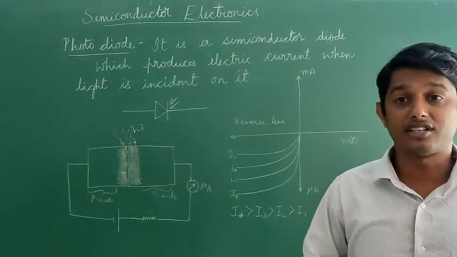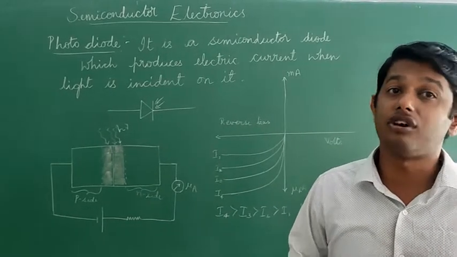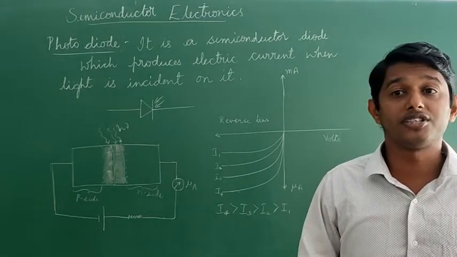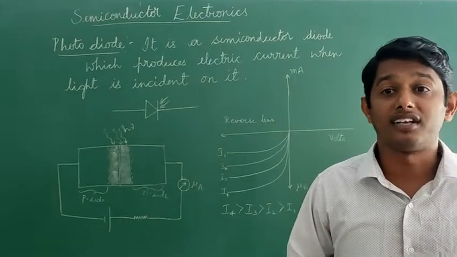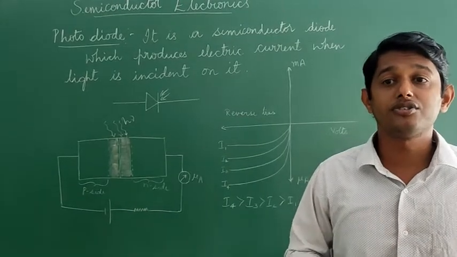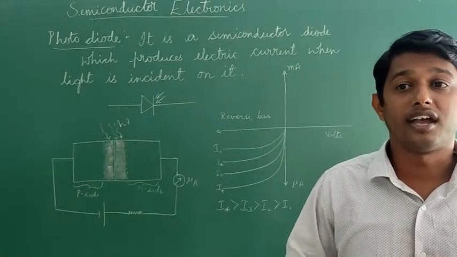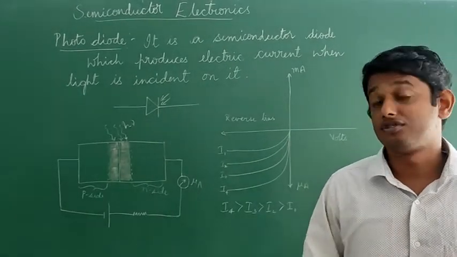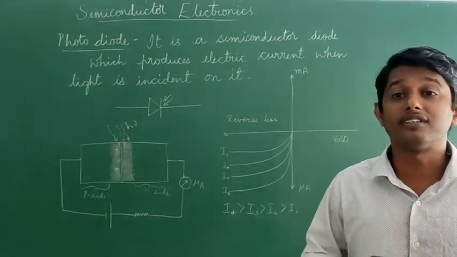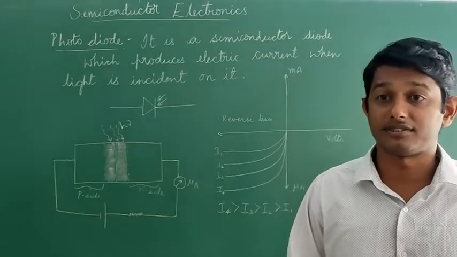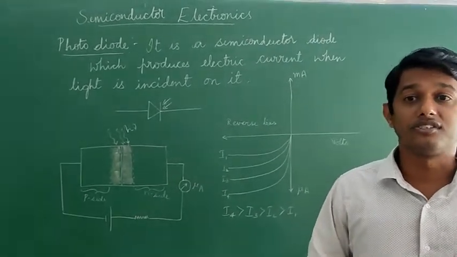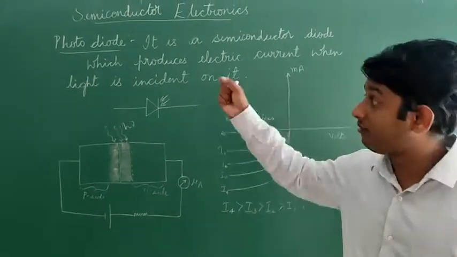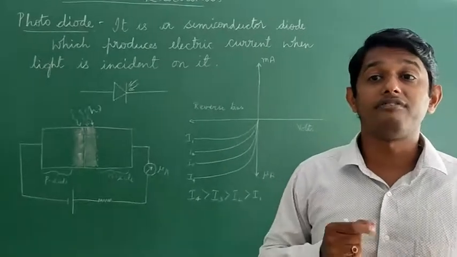Next, it is used to measure the intensity of light. These photodiodes could be used to measure the intensity of light. The next one is that it is used as a light meter in cameras. Usually photographers make use of these light meters. The next one is that it is used in optical fiber communication. Definitely, these photodiodes are used in optical fiber communication.